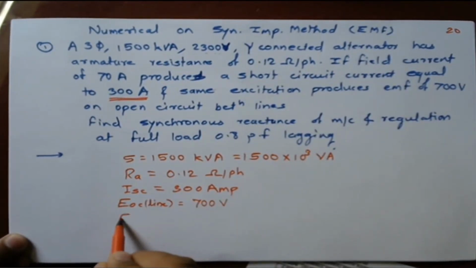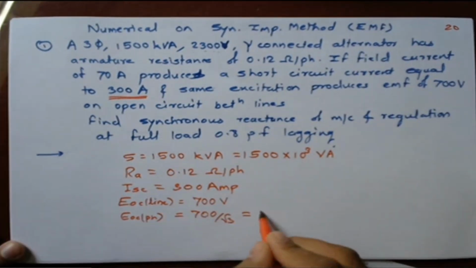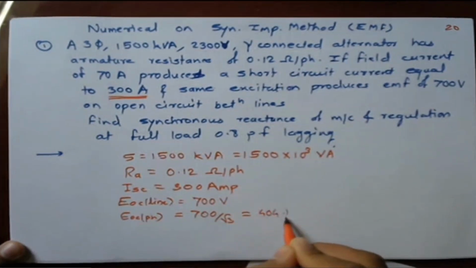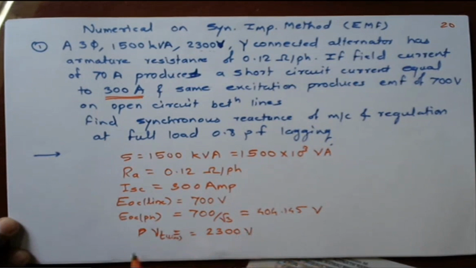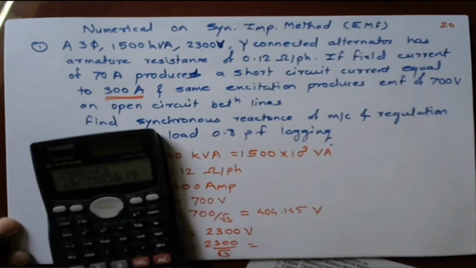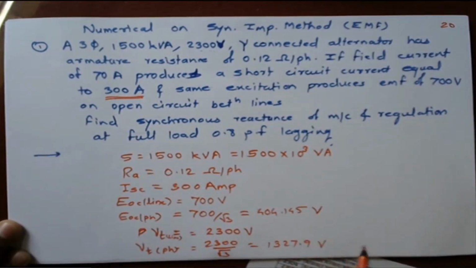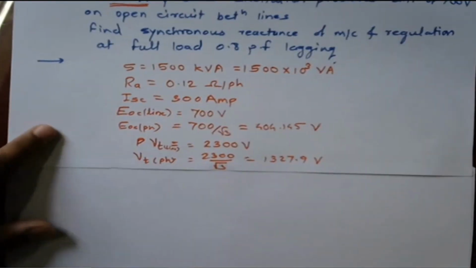So how to calculate EOC per phase? 700 divided by root 3, 404.145. Again, one more parameter. VT is equal to how much? Just tell me the terminal voltage. This is VT line, 2300 volt. And VT per phase, using the same formula, 2300 divided by root 3. So it will be how much? 1327.9 volt. So once we know the parameters, see, this is the numerical on synchronous impedance.